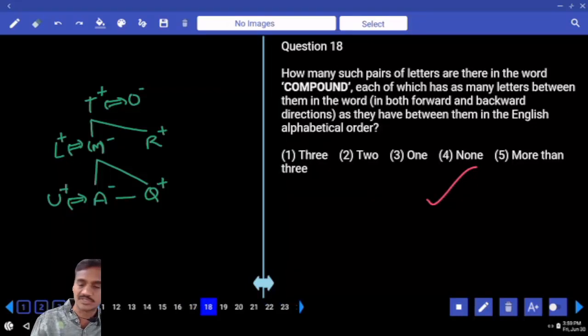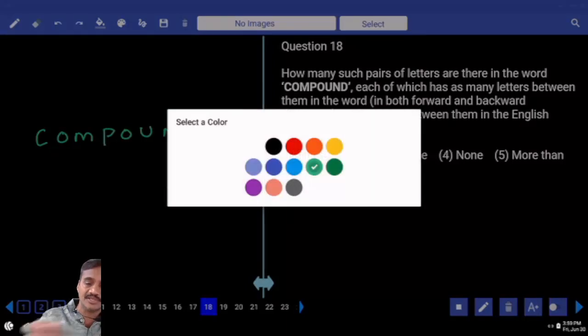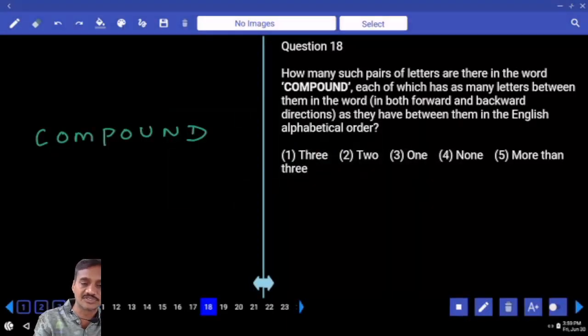Then next coming to question number 18. How many such pairs of letters are there? What is the word we have? COMPOUND. Now in this one we need to find out the number of pairs. Starting with C, D, E, F, G, H, I, J, and O, P, Q, R, S, T, U, M, N, O, P, Q, R, and next one P, Q, R, S, T, O, P, Q, R, and left to right not even a single pair. And again in the reverse D, E, F, G, H, I, J, K, N, O, P, Q, R, S, T, and U, no letter more than this one, O, O and P, there is one such pair.